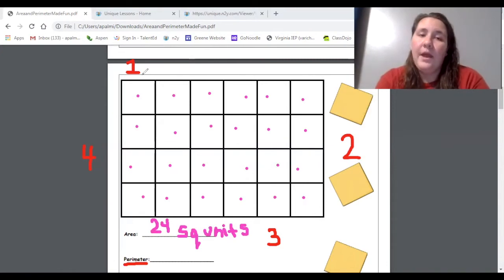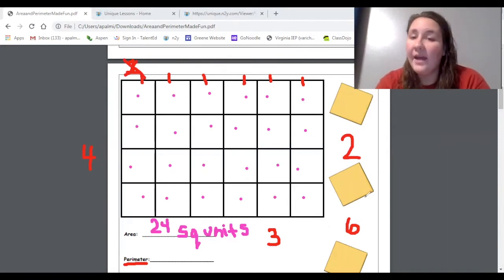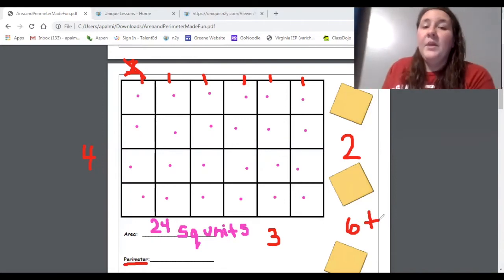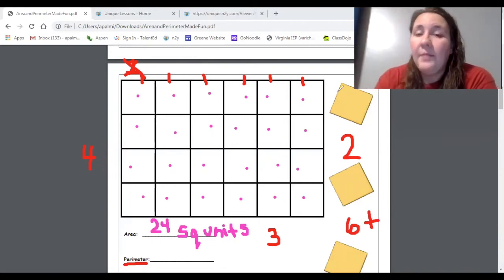So here we go. 1, 2, 3, 4, 5, and 6. So I'm going to start with the number 6. I'm going to cross this off. And I have more sides to add, so I'm going to put a plus sign, okay? How are we feeling so far? Okay, I see lots of thumbs up. That's good. Okay, now I'm going to go to my next side, my number 2, and I'm going to count how many units for that side.